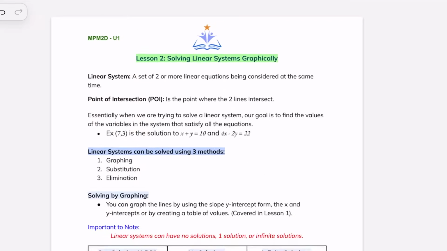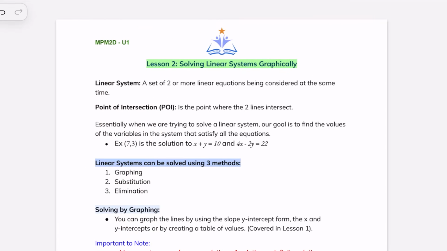Hey everyone, today we're going to be solving linear systems graphically. A linear system is a set of two or more linear equations that are considered at the same time, and the point of intersection is the point where the two lines intersect. When we are trying to solve a linear system, our goal is to find the values of the variables in the system that satisfy all of the equations.